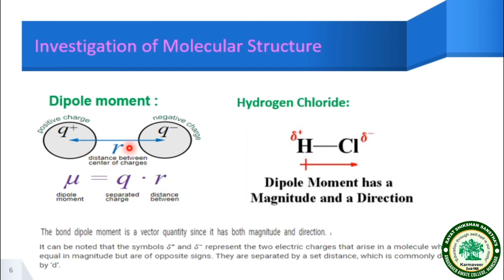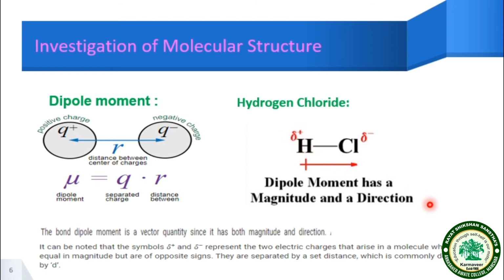So here we consider the bond dipole moment is a vector quantity. Vector means it has both magnitude as well as direction. The length of the arrow itself indicates the magnitude. If the length is small, the magnitude is smaller. If the length is greater, the magnitude of dipole moment is more. And this arrowhead indicates the direction of dipole moment. This head is always towards the electronegative atom or charge, while the tail or positive sign is towards the electropositive atom in that particular molecule.